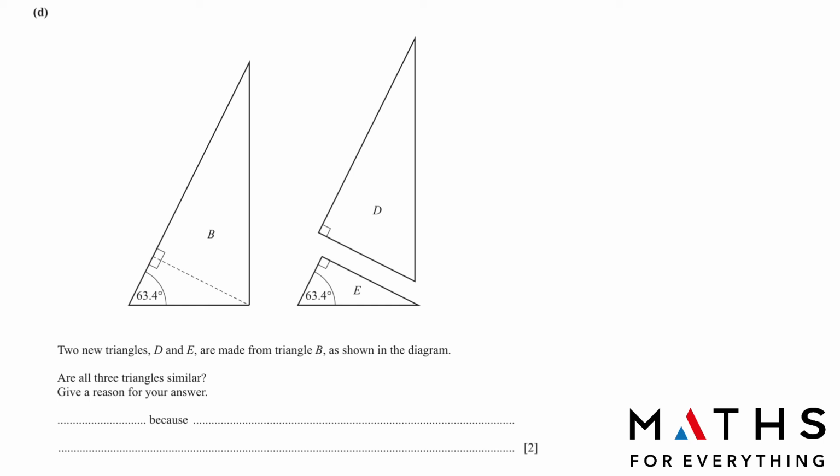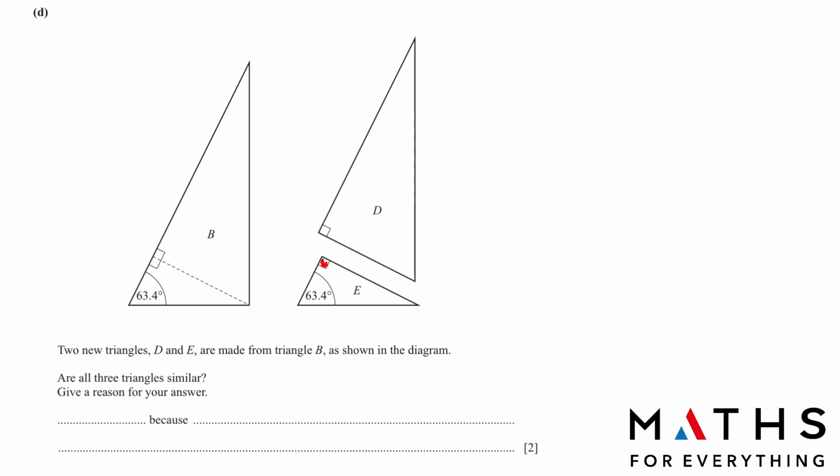Now moving on to part D. Two new triangles D and E are made from triangle B as shown in the diagram. Are all three triangles similar? Give a reason for your answer. For triangles to be similar, the angles must be the same. Let's find out the angles here. This is 90 degrees. Suppose if we cut, okay, we will use this other angle, E.